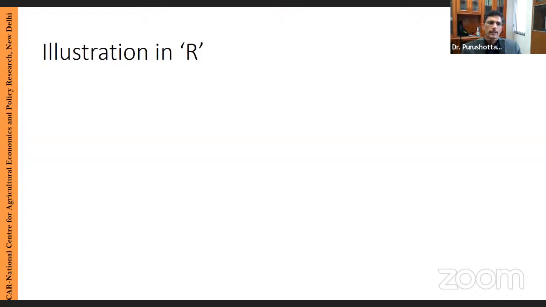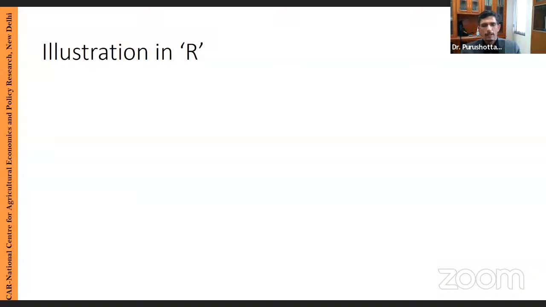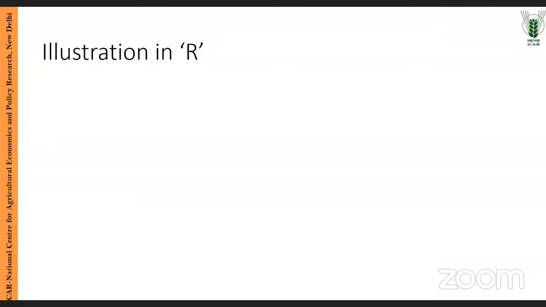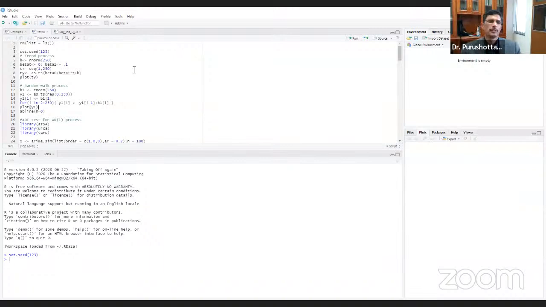We are setting the seed for random number generation, and we are generating a normal series which we are giving the name as... Dr. Purushottam, yes, it seems your screen is not shared. Screen of R code. You are showing the screen of R code, isn't it? Yes. But that is not visible. It's only the PowerPoint that is visible. You have to stop it and share it again. Yes, now it is visible. Now it is visible. Yeah.